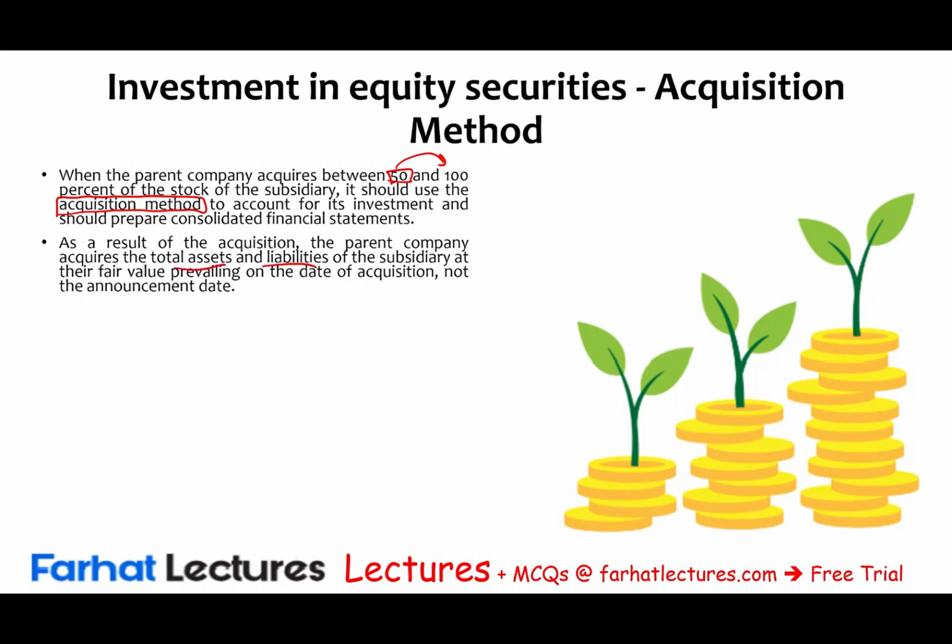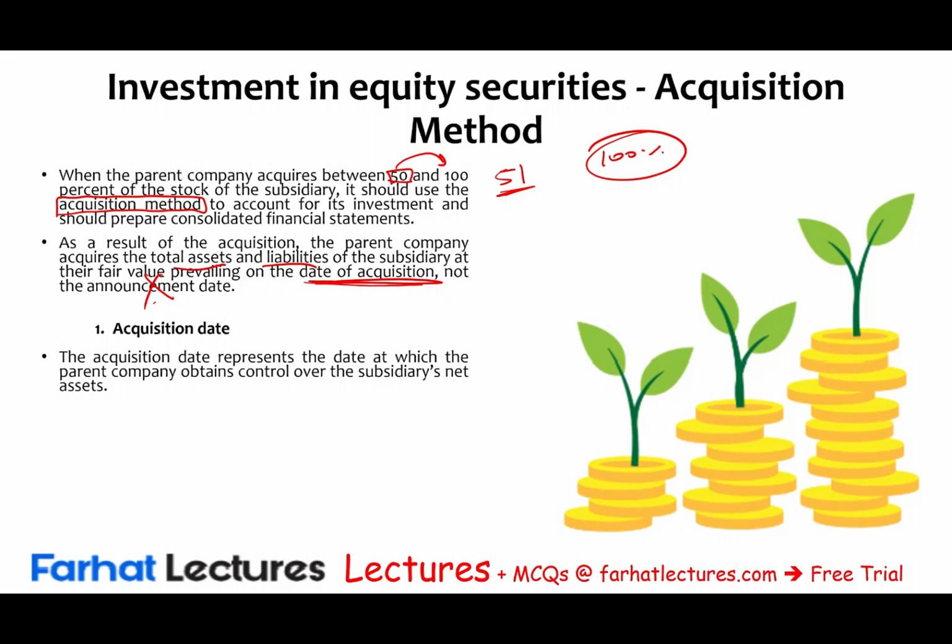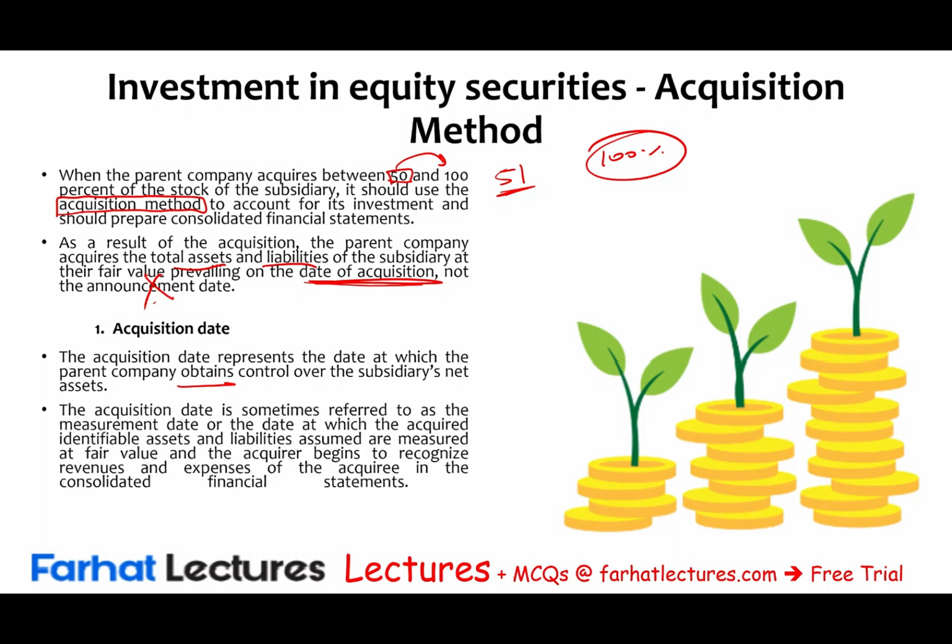Now, keep in mind, whether you own 51% or 100%, the assumption is once you go over 50%, you own 100%. And it's very important, the value is as of the date of the acquisition, not the announcement date. So we would look at the date of the acquisition, what happened on that date, not the date of announcement. The acquisition date represents the date on which the company obtains control over the sub's net assets, which is the sub's equity. The acquisition date is sometimes referred to as the measurement date.